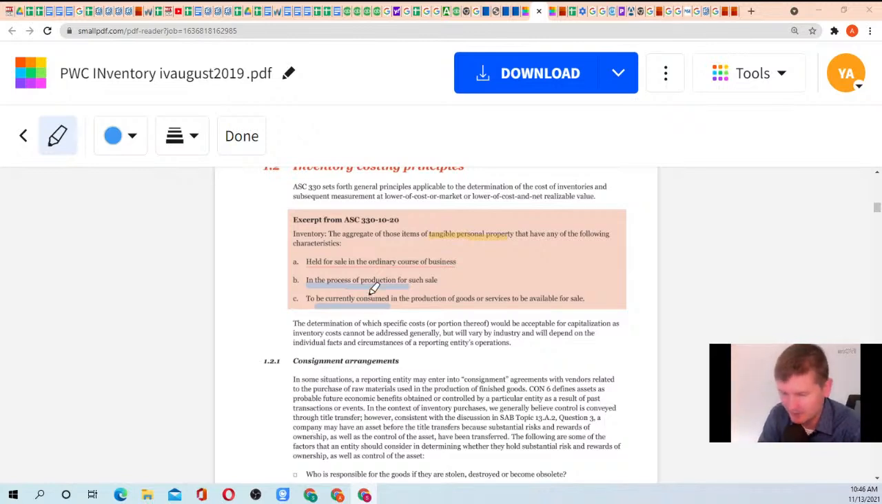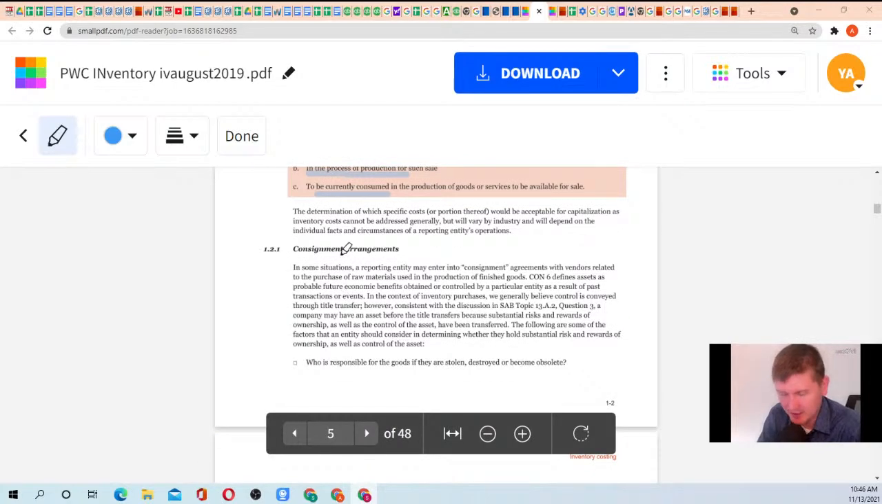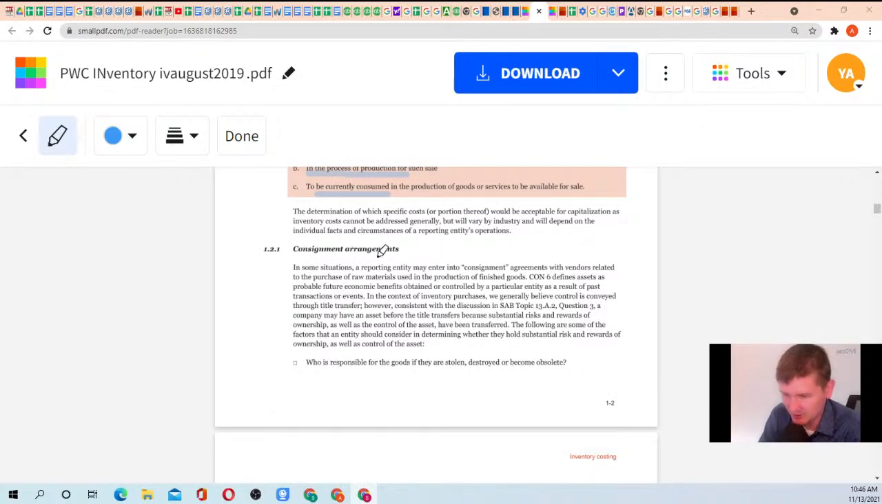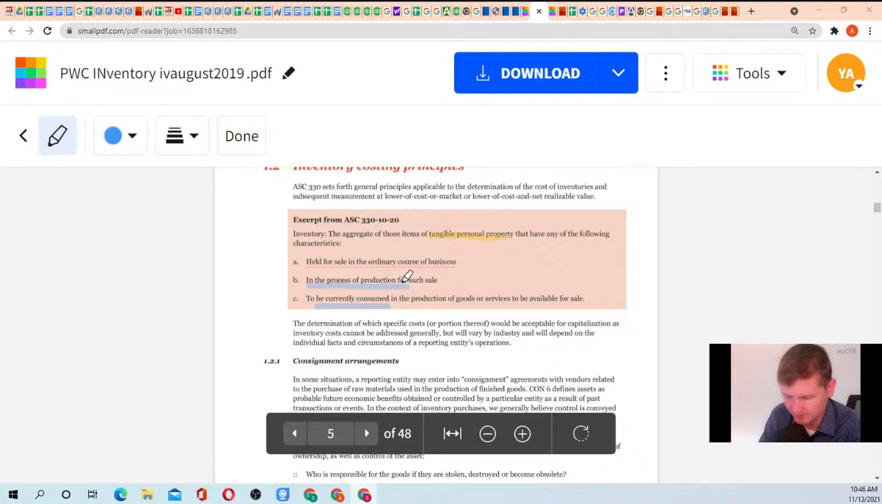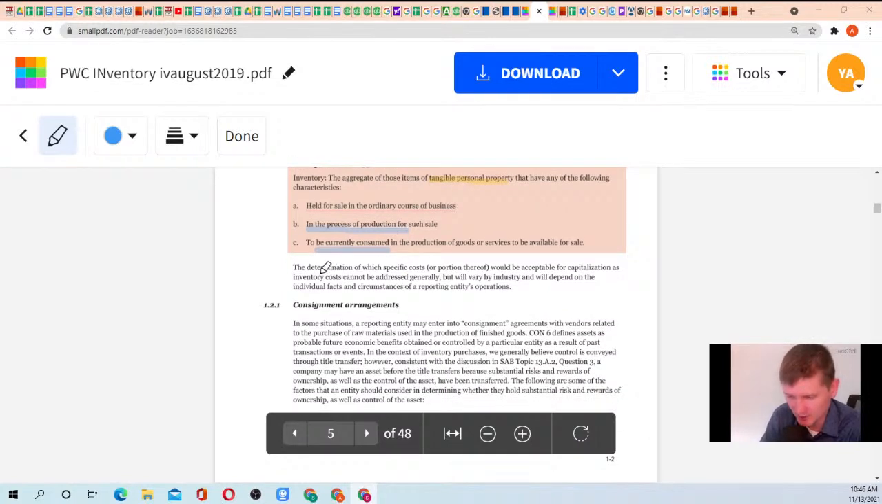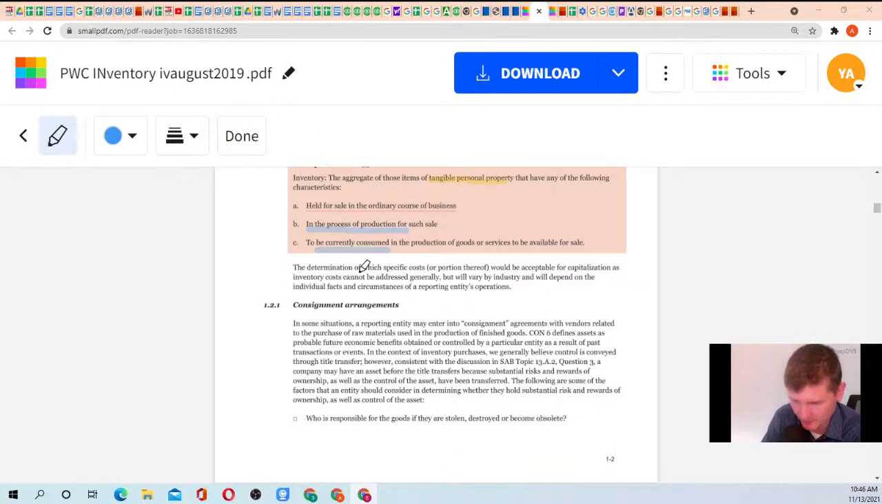Okay, so basically that's what inventory is. There are some complications with inventory too. You need to determine which costs or portion of costs should be capitalized as inventory value. So that's one problem: which costs, at what value should you value your inventory? And that will be in the standard.